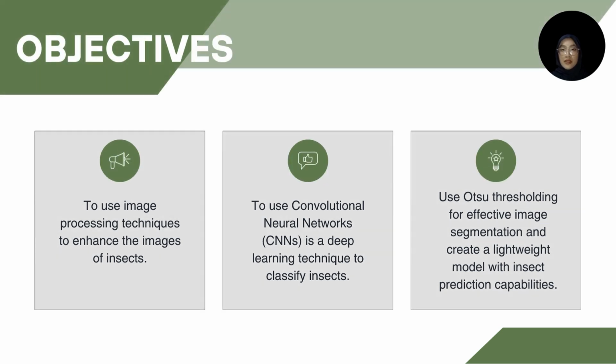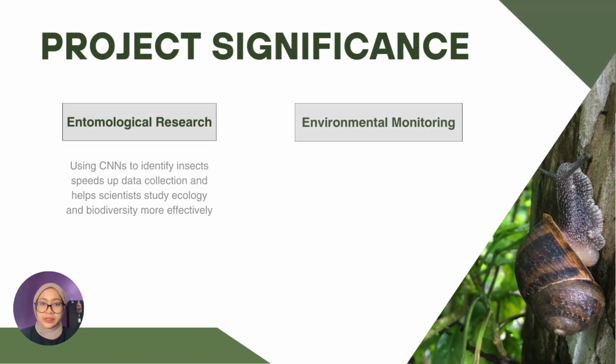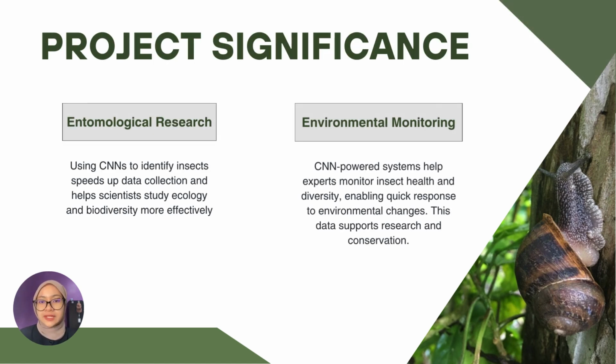So, for the objectives, the first one is to use image processing techniques to enhance the images of insects. The second one is to use convolutional neural networks, a deep learning technique, to classify insects. And the last one is to use Otsu thresholding for effective image segmentation and create a lightweight model with insect prediction capabilities. And now, I will present about the project significance.